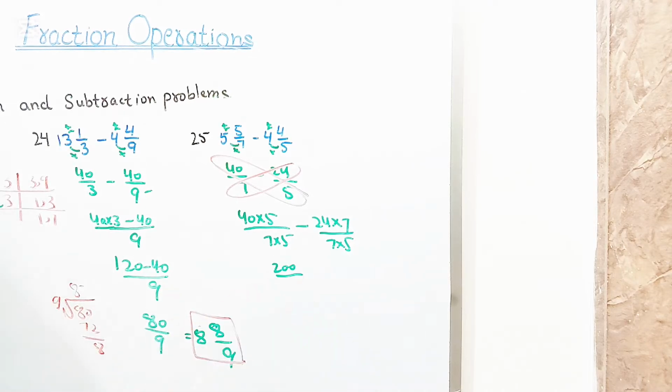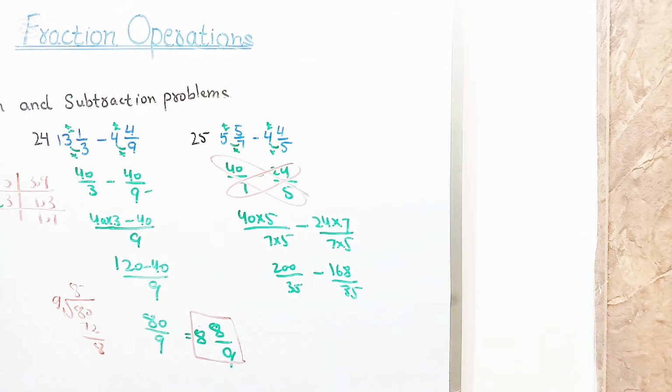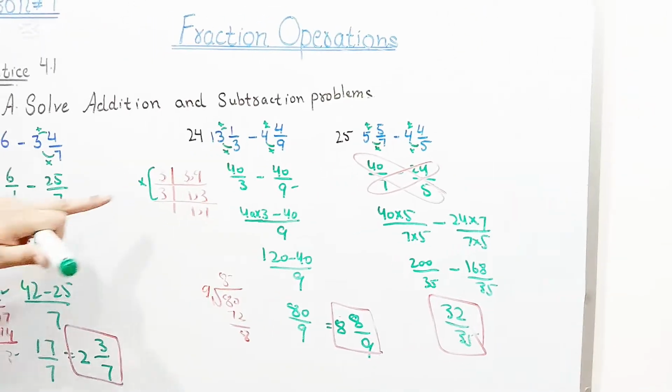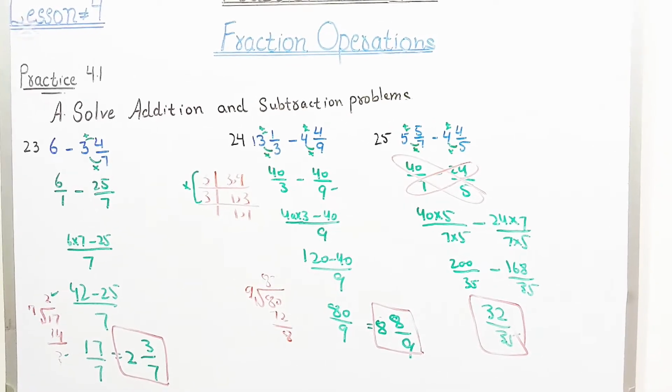200 divided by 35 minus 168 divided by 35, 32 divided by 35. We cannot convert it into an improper fraction because the numerator is less than the denominator. So it's my final answer. You can take the LCM, multiples, or butterfly method to solve these problems. It's your choice what you use to solve your problems.